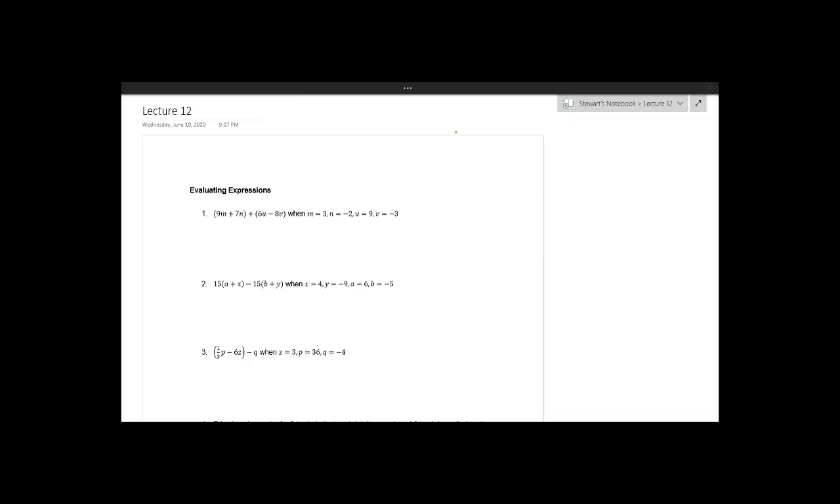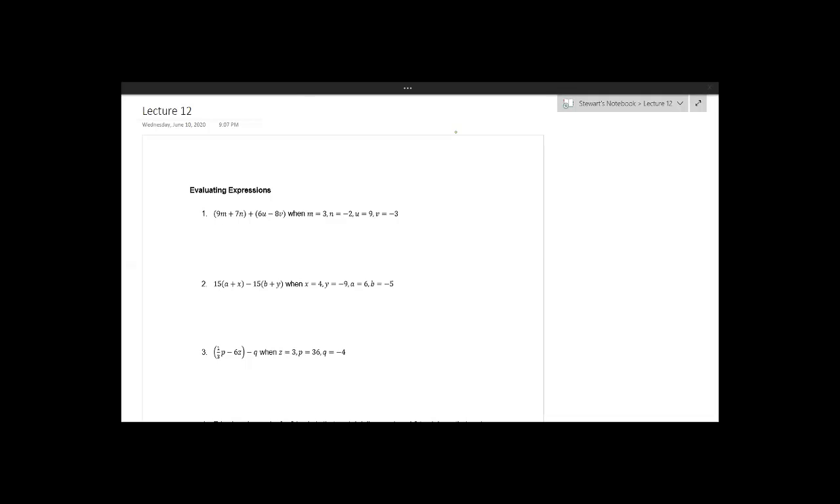When we say evaluating expressions, we're just talking about having some kind of algebraic expression that includes numbers and variables, and then you have some numbers that the variables are set equal to, and you just plug them in and go through. There's not really too much background to go through, because all you have to do is plug in the numbers and go from there.